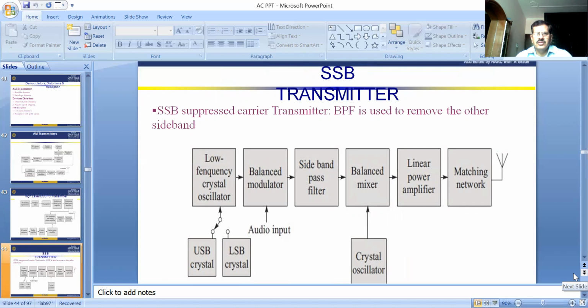Now we come to the single sideband transmitter, which is generally used for transmitting single sideband signals. In the single sideband suppressed carrier transmitter, the BPF is used to remove the other sideband signals. BPF means band pass filter.